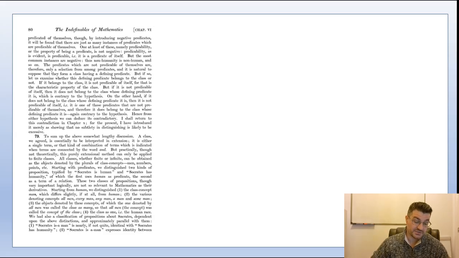3, the objects denoted by these concepts, of which the one denoted by all men was called the class as many, so that "all men", italicized, the concept, was called the concept of the class. 4, the class as one, i.e. the human race. We had also a classification of propositions about Socrates dependent upon the above distinctions and approximately parallel with them. 1, Socrates is a man, is nearly, if not quite, identical with Socrates has humanity.